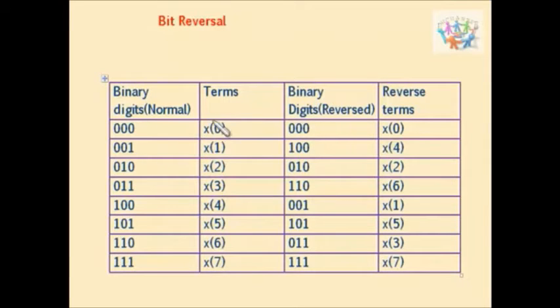Now we need to reverse these digits. When we reverse 0, 0, 0, we'll again have 0, 0, 0. So it will be x of 0. When we reverse 0, 0, 1, we'll have 1, 0, 0, for which the value is x of 4. Similarly, the reversal of terms is done for the remaining binary digits, and we'll get the reverse terms as x of 0, x of 4, x of 2, x of 6, x of 1, x of 5, x of 3 and x of 7. So these will be the reverse terms.